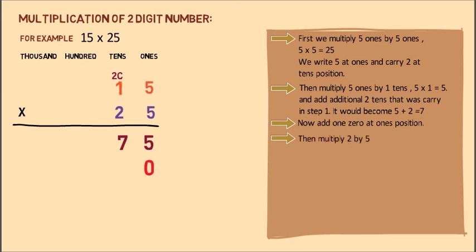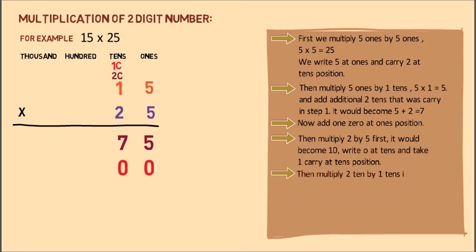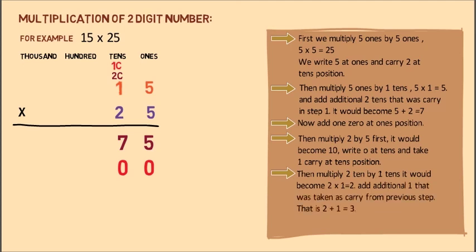Then multiply 2 by 5 first, it would become 10. Write 0 at tens and take 1 carry at tens position. Then multiply 2 tens by 1 tens, it would become 2 times 1 equals 2. Add the additional 1 that was taken as carry from the previous step, that is 2 plus 1 equals 3. And write 3 at the hundred position.